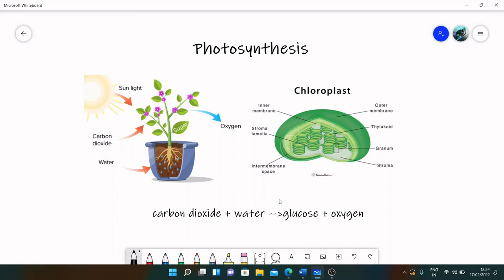The glucose that they made is used by the plant for all its daily activities, and they store it for the night. This is all for this video.